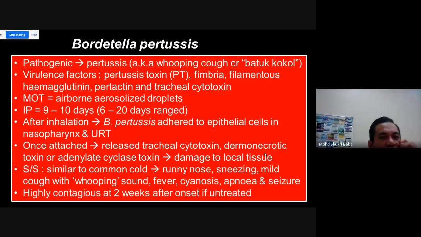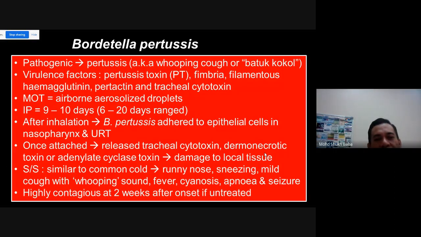Mode of transmission is airborne aerosolized droplet. Incubation period, which is 9 to 10 days, basically 6 to 20 days range. So what happens is that after inhalation, okay, Bordetella pertussis akan adhere to the epithelial cells in your nasopharynx and also up in your upper respiratory tract. So once attached, they will release the tracheal cytotoxin, okay, dermonecrotic toxin, or also sometimes adenylate cyclase toxin. So because of that, those toxins akan menyebabkan damage to the local tissues.